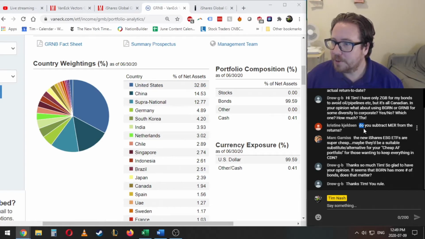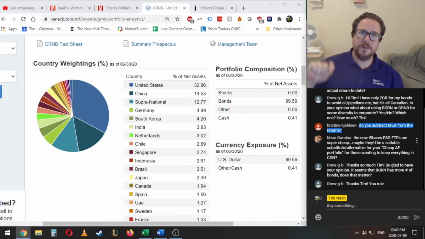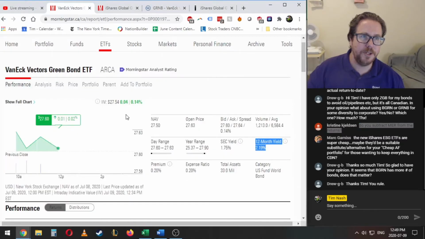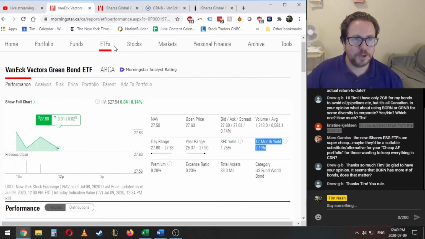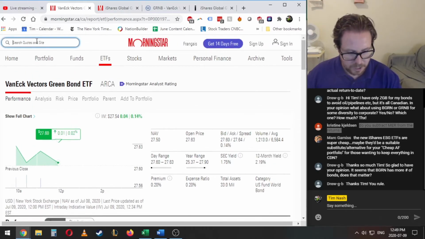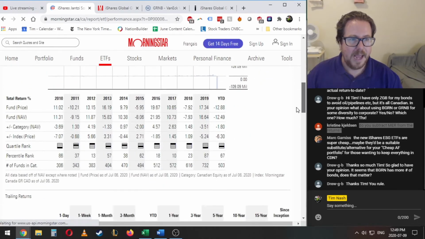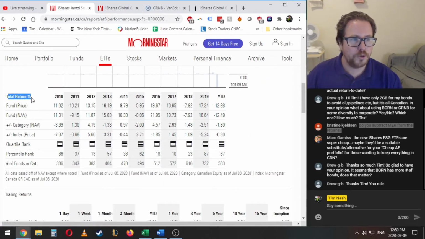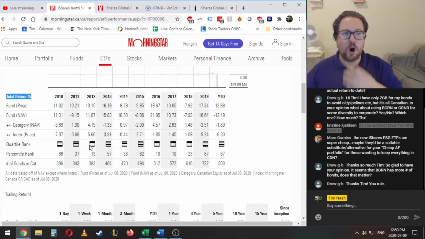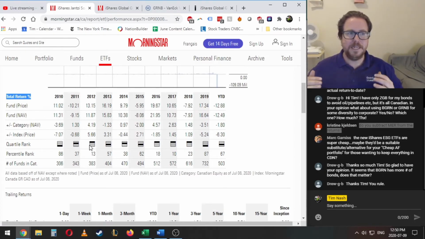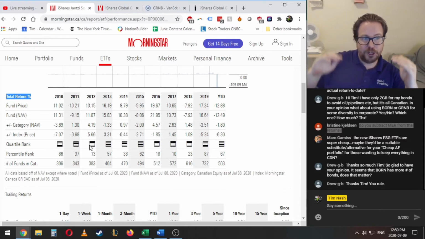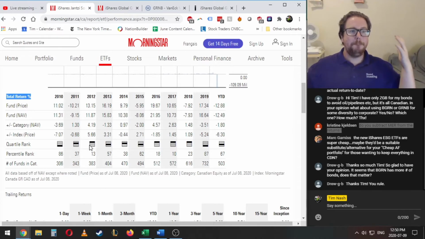Okay, question from Christine. Do I subtract MER from the returns? Yes. All of the returns that I'm looking at, because we're using Morningstar, the methodology that we're using, let me just bring up one of the ones. So I can do, for example, the Jantzi Social Index, XEN. This is one of the first ones I looked at, probably the first one that I looked up. And when we look at it, what I'm doing is using this total return metric. So the total return is going to be the buy low, sell high, which is the change in the price, which includes the fee. So this is going to be minus the fee plus the dividend.